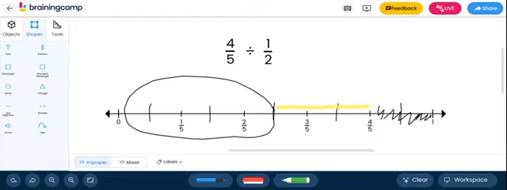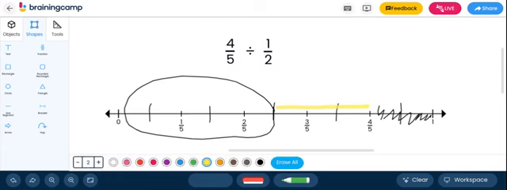But what I can recognize is the fact that of what is remaining on my number line, the part that's highlighted in yellow there is 3/5 of the remaining half. So what I have for my answer is 1 and 3/5.